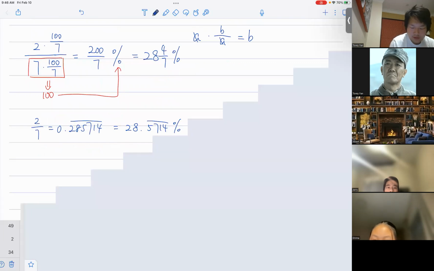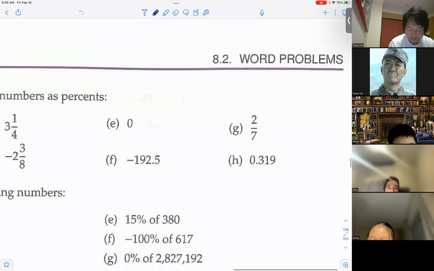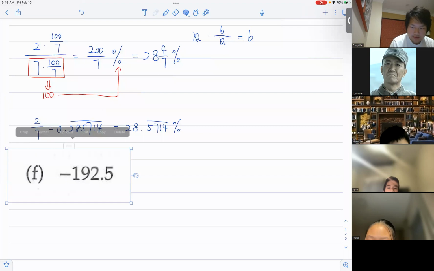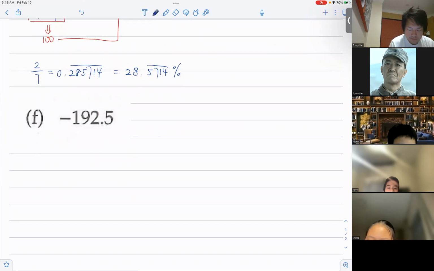And Albert, so Albert, you have F. I see that you still haven't figured it out. Okay, so Albert, any idea now? Over 100, like negative 192.5 over 100. Okay, if you're just going to put it over 100, my question is, this is a number, negative 192.5, right? If you just divide it by 100, and don't do anything else, then you are changing its original value, right?